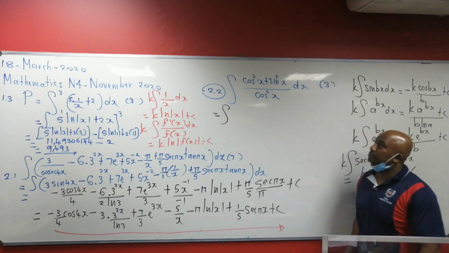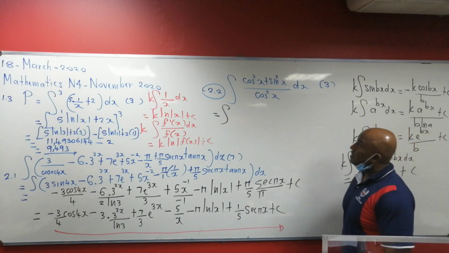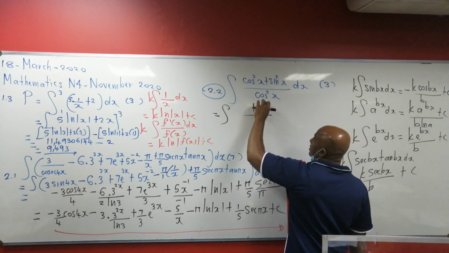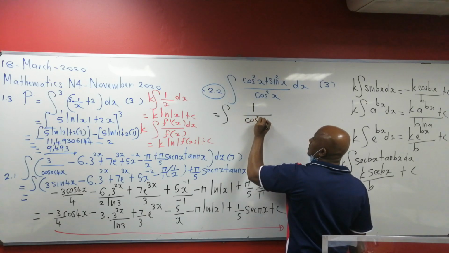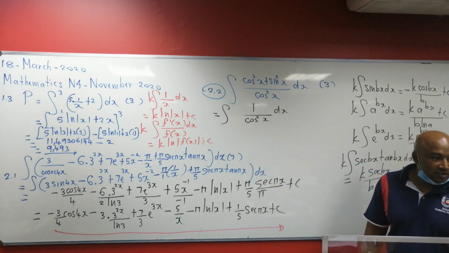So, the numerator, straight away, we can simplify it. Cos squared plus sine squared of the same angle is equal to 1 over cos squared. 3 marks only. It cannot be difficult.